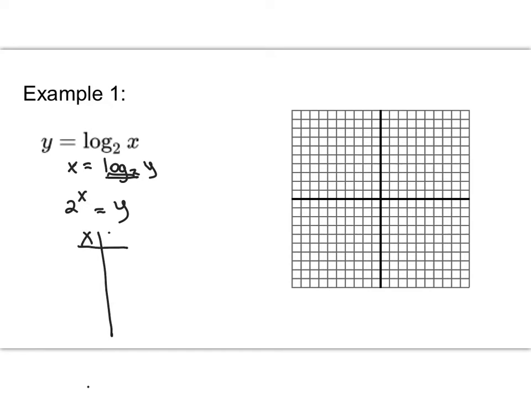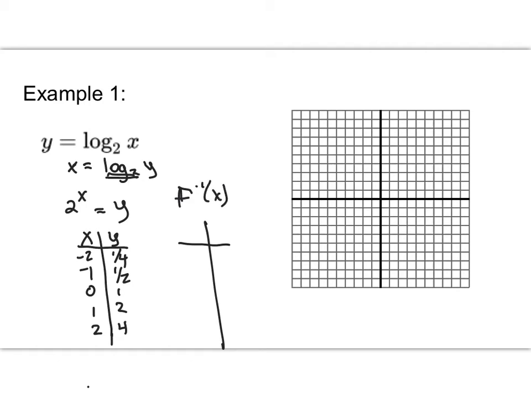And if I make a table of values here, I'm going to just throw a few values in here, small ones, because remember, exponentials grow really quickly. 2 to the negative 2 is 1/4. 2 to the negative 1 is 1/2. 2 to the 0 is 1. 2 to the first is 2. And 2 squared is 4. The reason I'm doing this is because I can now find f inverse of x, or points of f inverse of x.